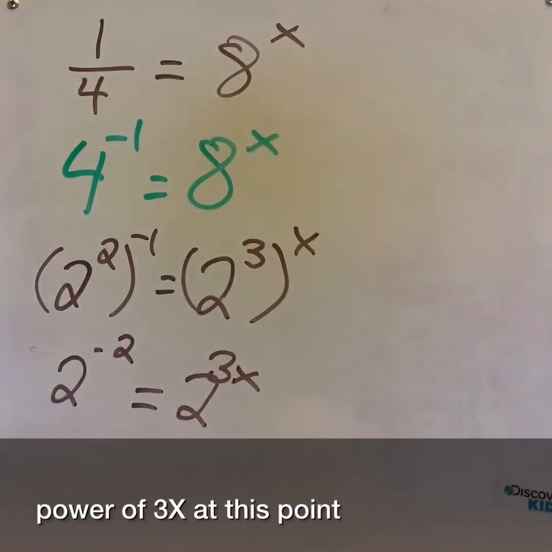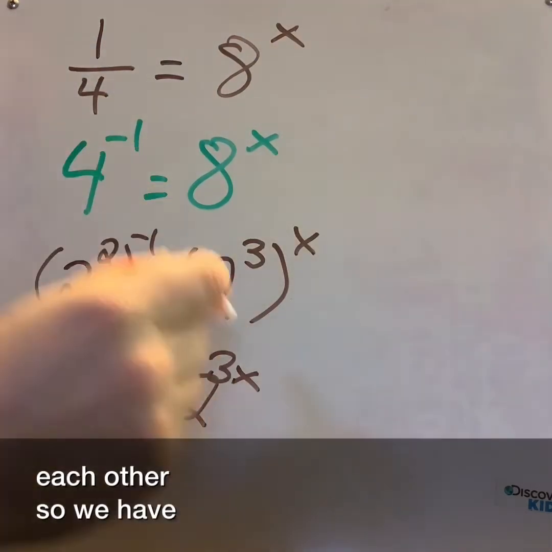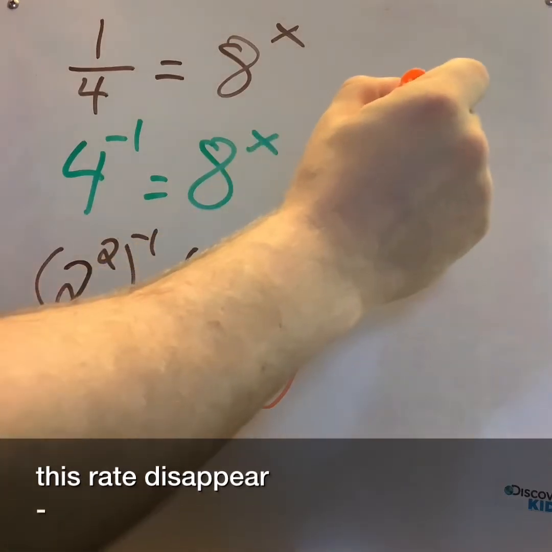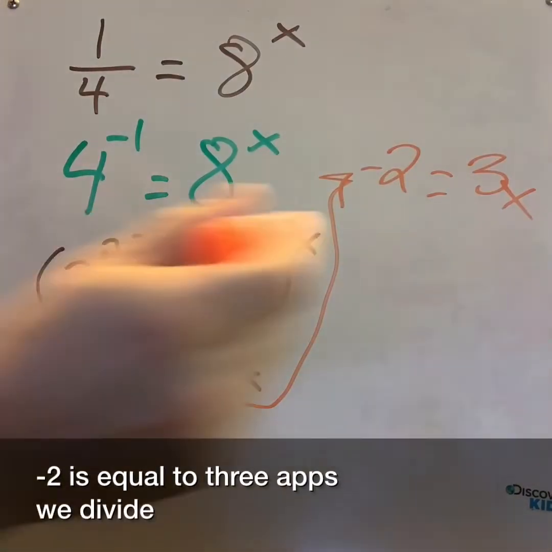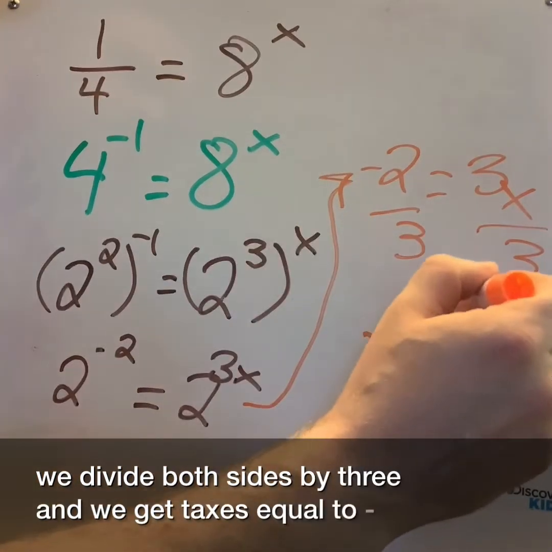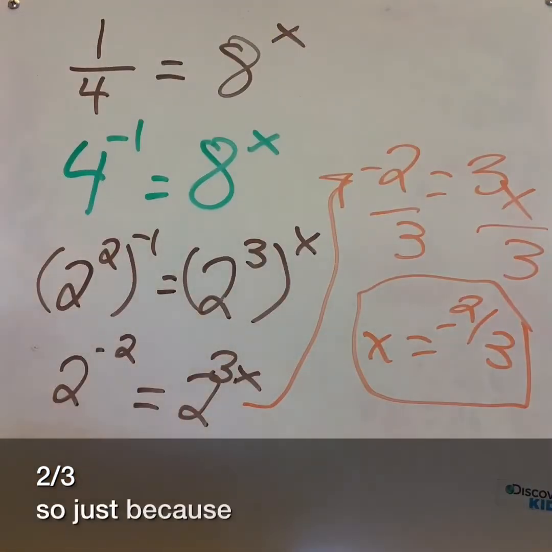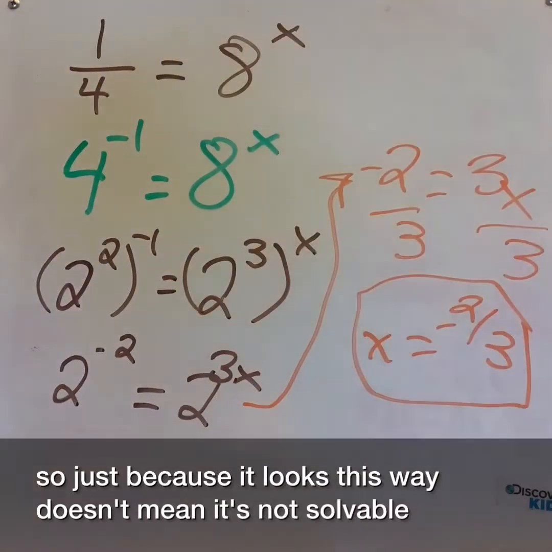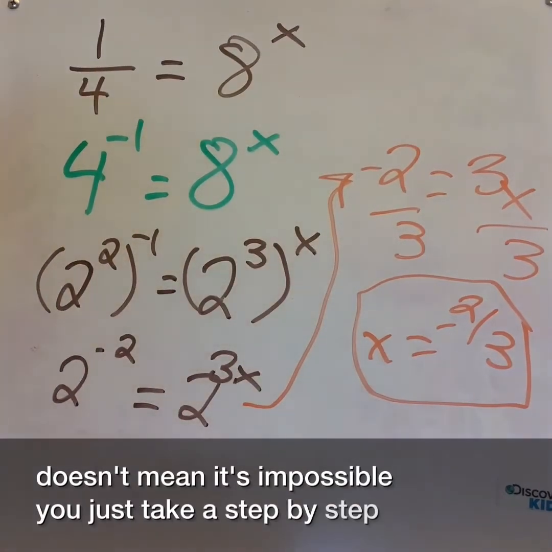At this point, we can drop our bases, set our exponents equal to each other. So we have, let's write this up here, negative 2 is equal to 3x. We divide both sides by 3, and we get x is equal to negative 2/3. So just because it looks this way doesn't mean it's not solvable, and it doesn't mean it's impossible. You just take it step by step.